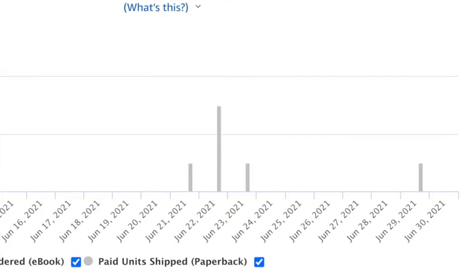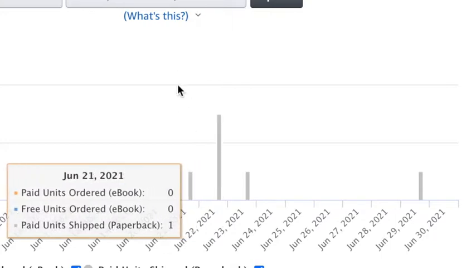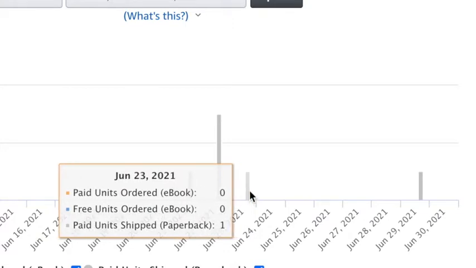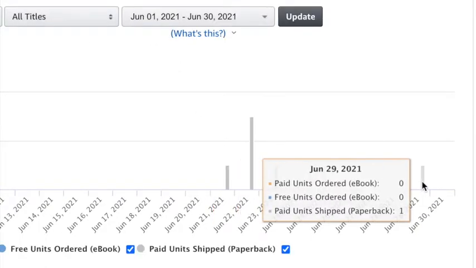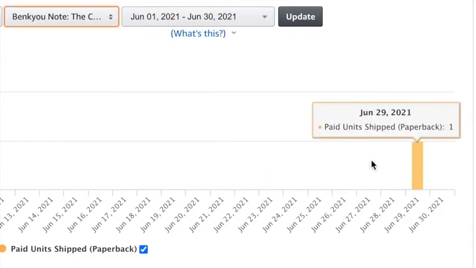So it looks like when you look at this, I made more sales, but these three books right here, I bought and shipped on June 22nd. And this one book my older sister bought, so that was that shipping. So I made one sale right here on the 23rd and one organic sale over here on the 29th. The 29th book is the Benkyo Noto, which you can see by going over here and doing this. We got the Benkyo Noto.